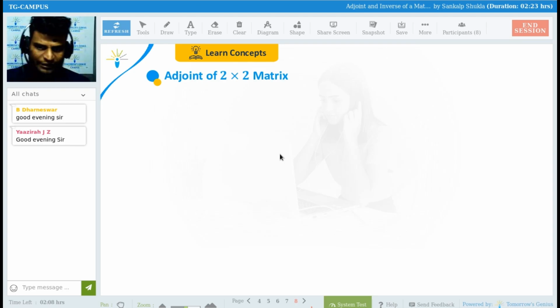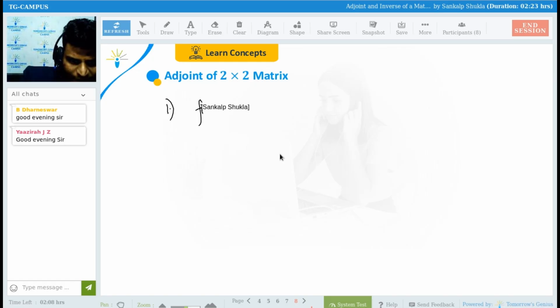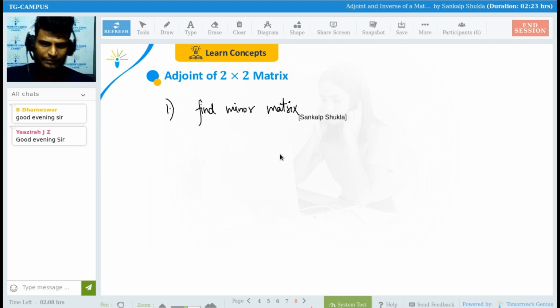Fine. So how do we find adjoint? These are some simple steps. The first step is find the minor matrix. Okay. In order to find any adjoint, these are the steps that you have to follow. So the first step is find the minor matrix.